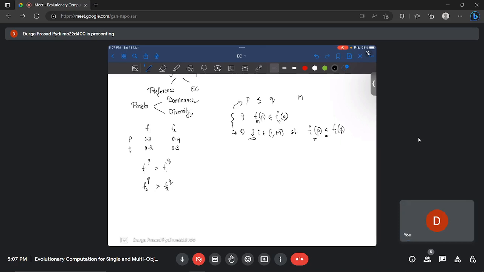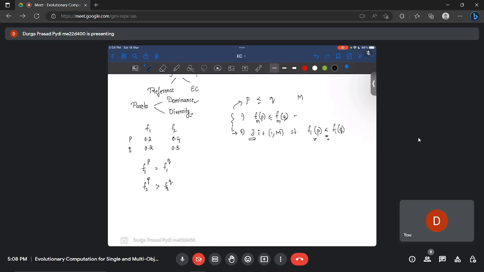No, in here, F2 for both P and Q, F2 at P is more than F2 at Q. Yes. Only F1 is the same. Yeah, only F1 is the same. In that particular case, you cannot say that P is dominating Q. Okay. Both should be satisfied. It should satisfy the strict inequality in at least one of the objective functions, and less than or equal to in all of the objective functions. Only then you say P is dominating Q.